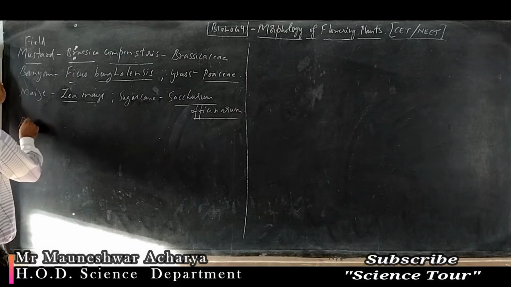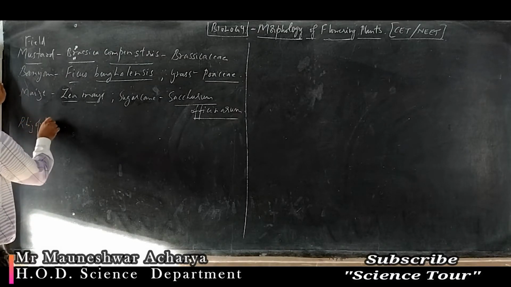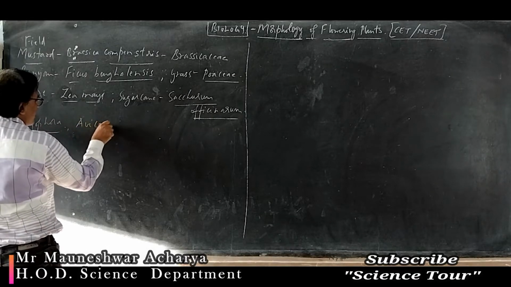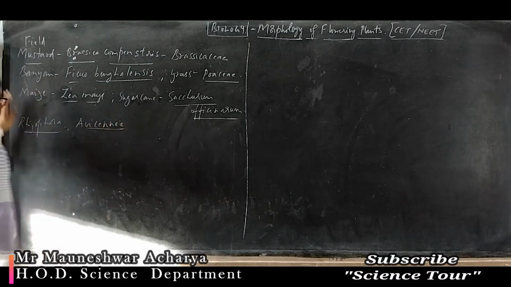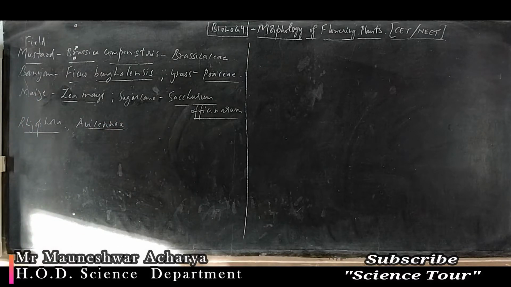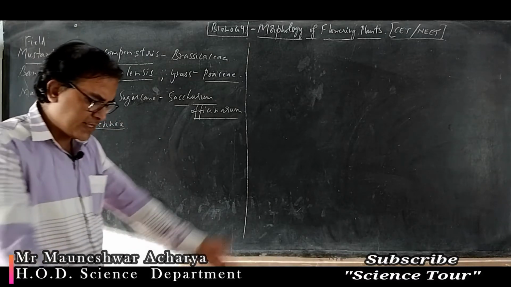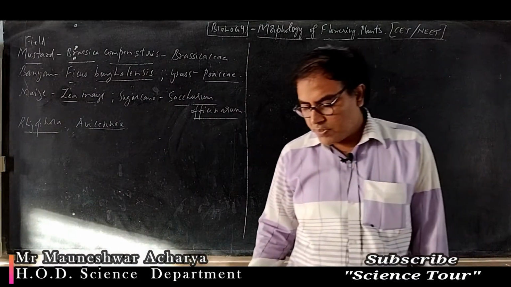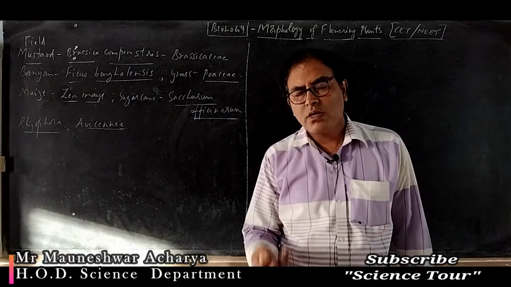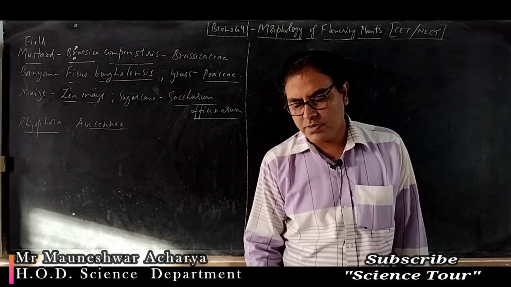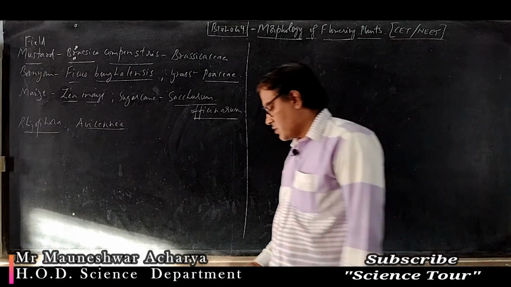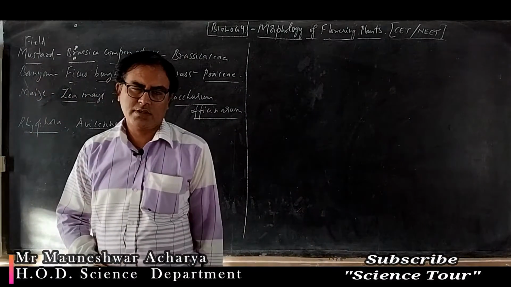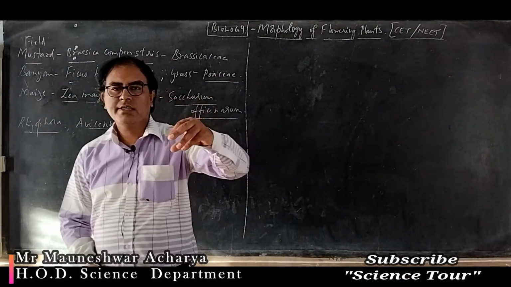One more, aerial roots, is seen in the case of Rhizophora, then Avicennia. Rhizophora and Avicennia are examples of mangroves. You have seen mangrove vegetation in coastal areas, where the roots come above the surface of the ground. It is negatively geotropic, which grows against gravity.